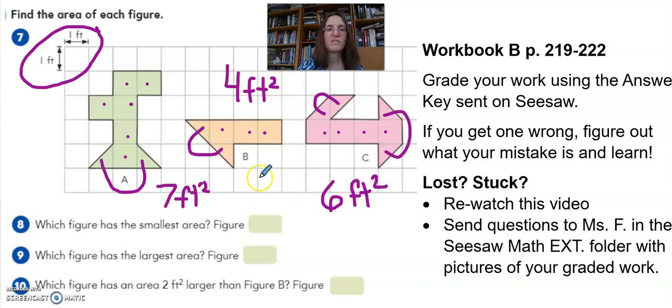Which area has the smallest figure? Definitely B. It only has 4. Which figure has the largest area? I'm going with A again. Which figure has an area 2 square feet larger than figure B? Well, B is 4 and C is 6, so the answer there is C.